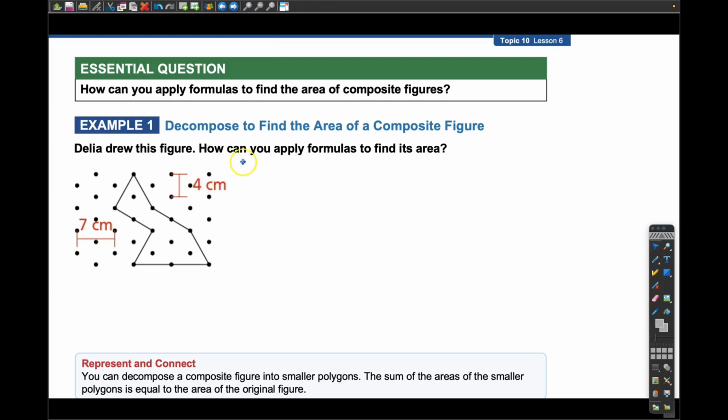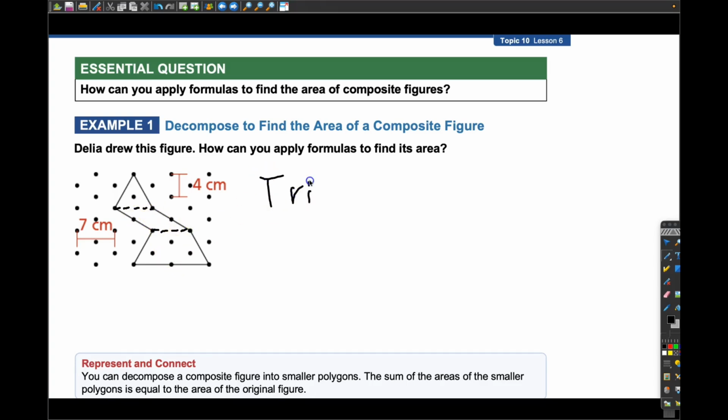Example 1, decompose to find the area of a composite figure. Delia drew this figure. How can you apply formulas to find its area? Well, what we can do to help Delia out is tell her to break this weird looking shape down into other shapes that we can use. So we have a triangle there. We can draw a line here. And now we have a parallelogram and a trapezoid.